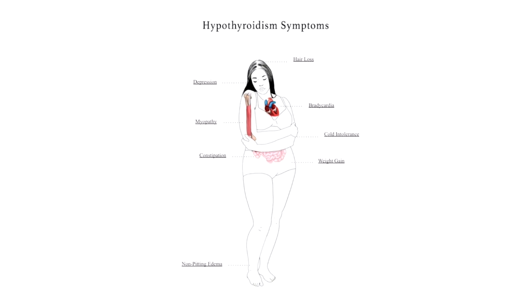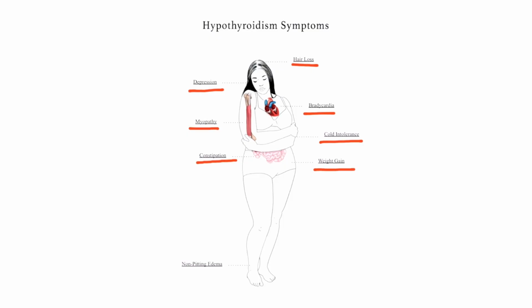We're going to use this image to discuss the clinical presentation of hypothyroidism. Just like hyperthyroidism, hypothyroidism has a wide range of symptoms. The hypometabolic state of hypothyroidism leads to some abnormalities such as fatigue and hair loss, depression, cold intolerance, constipation, weight gain, bradycardia with decreased cardiac output, and myopathy.